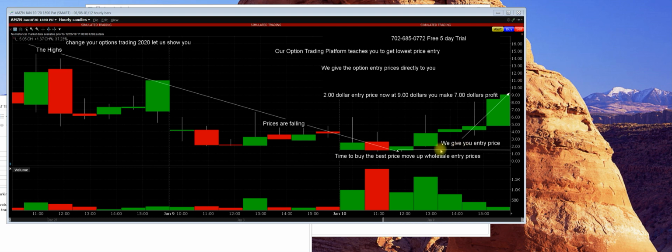Down here, the options got very, very cheap. They got down to 97 cents. So let's say that you got in at $2, which is not bad. It's about $1.03 off of the low. And now they're at $9 right here. And then we're going to be the ones that tell you how to get out of the trade.